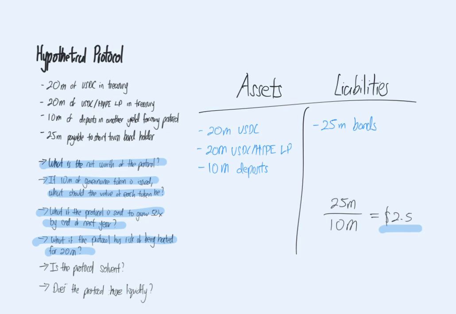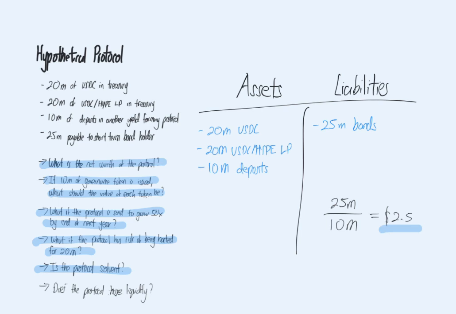Now, we can also use the balance sheet to answer the two stability constraints. First, is the protocol solvent? And remember, the definition of being solvent is having positive net worth. That means that the protocol has sufficient or excess of assets to pay off all of its liabilities. In this case, you can see that it has $50 million of assets and only $25 million worth of liabilities. The protocol is indeed solvent.